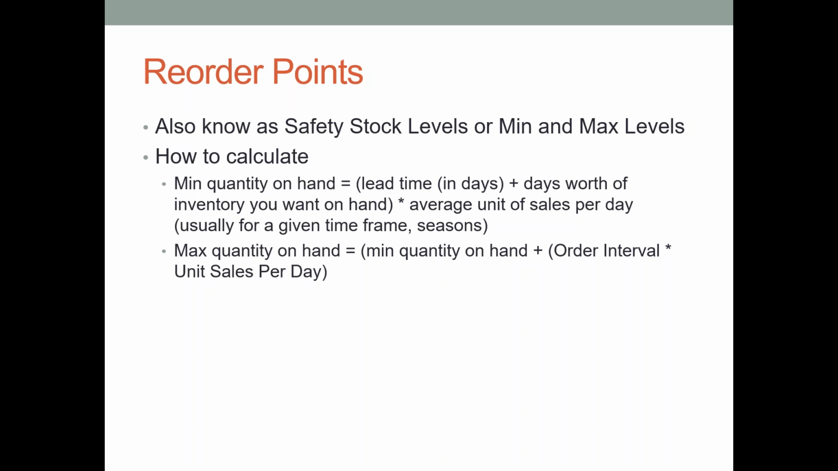you want on hand, times average units of sales per day, usually for a given time frame. Basically, how much do you want on hand at a minimum? In case of emergency or some sort of seasonal something, you want at least this much on hand to handle any sales you might have that day. And then the max. You don't want too much on hand because otherwise that inventory will just sit and take up space. But basically, max quantity on hand equals min quantity on hand plus order interval plus unit sales per day.